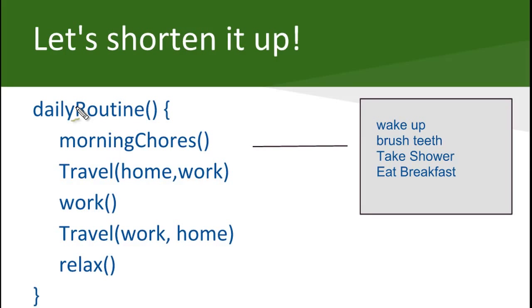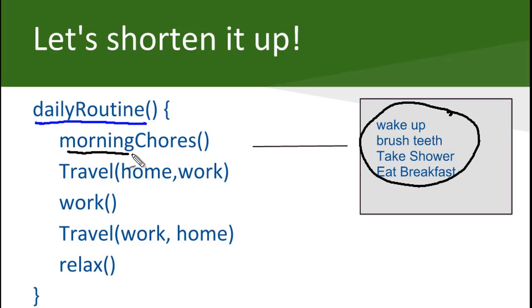So here we go. Just have a look. So we have our daily routine method which we had earlier, in which these were the four items which we had: waking up, brushing teeth, taking shower, and eating breakfast. So these are now part of morning chores. Like daily routine, we created something as morning chores, and these four things are now a part of morning chores.